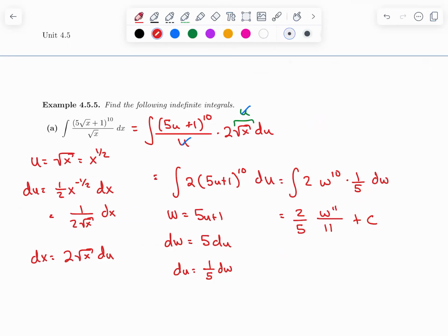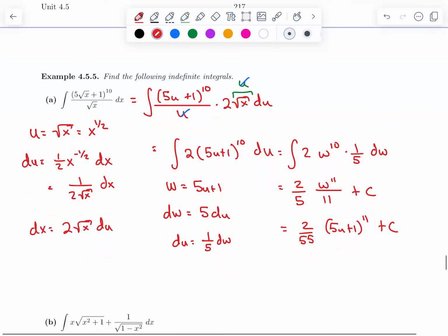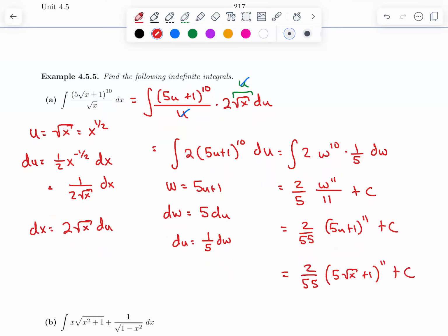And now we've integrated, so we can start working backwards. w was claimed to be 5u plus 1, so this is 2/55 times (5u plus 1) to the 11th power plus a constant c, but u was claimed to be square root x. So at the very end of the day, we have 2/55 times (5 square root x plus 1) to the 11th power plus a constant c. And that would give you the right answer.